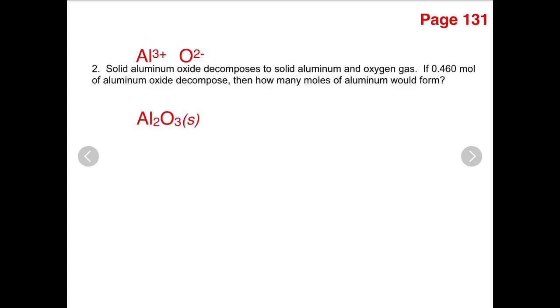Okay, so solid, decomposes. Decompose means this is going to break apart. So what does it break apart to? Solid aluminum, so it's just going to be Al. Oxygen gas would be O or O2. The answer is going to be O2, because oxygen gas is one of the diatomic molecules. Therefore, in this case, this is going to be your chemical equation.